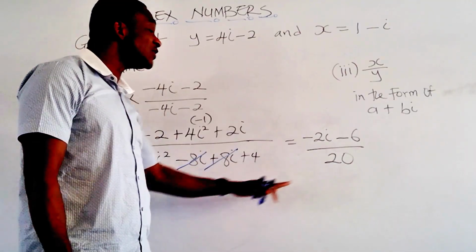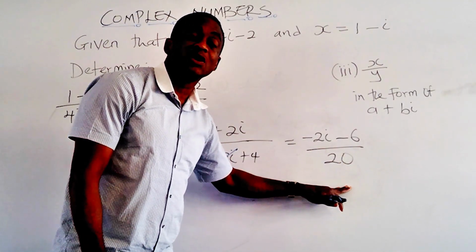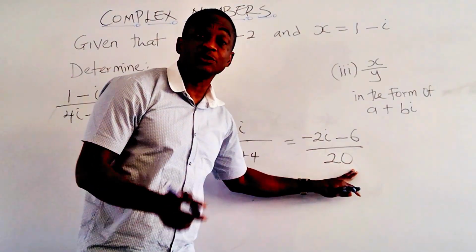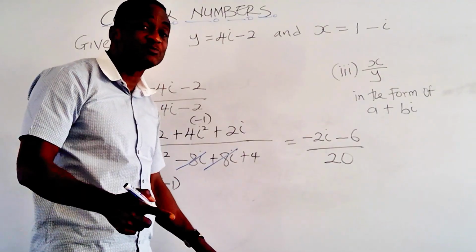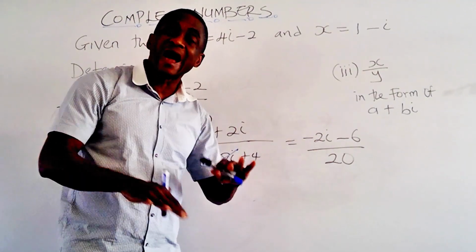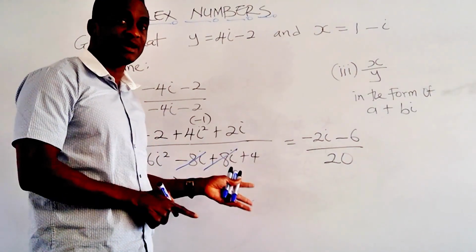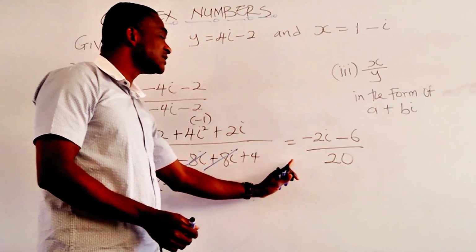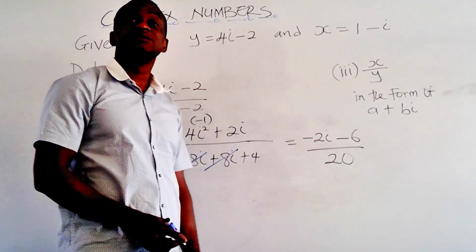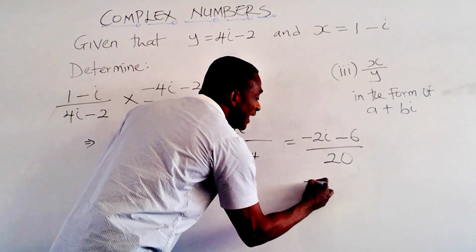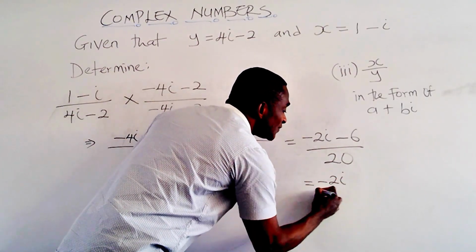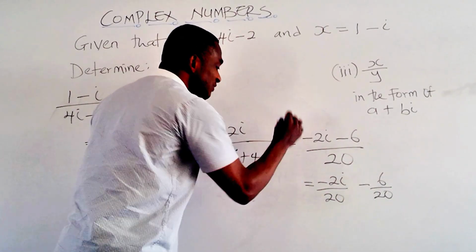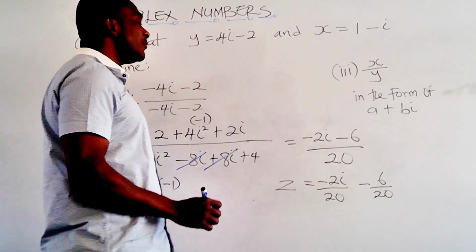We have rationalized because there is no element of complex number, or i, on the denominator. Please, that is how you know that you have rationalized properly. There shouldn't be any i in the denominator. That's the purpose of rationalizing in the first place. Now, we can allocate this denominator to individual values in the numerator. So I will have negative 2i over 20 minus 6 over 20. So this is the complex notation of this.